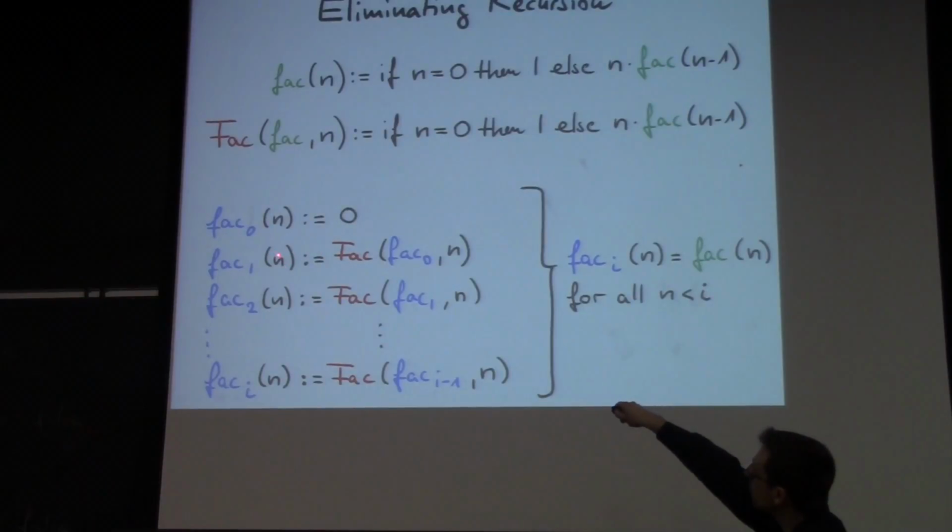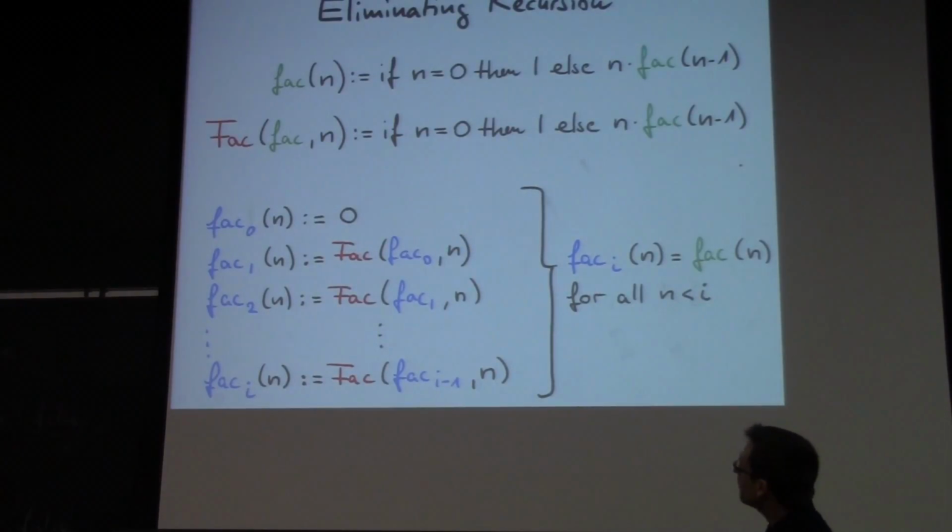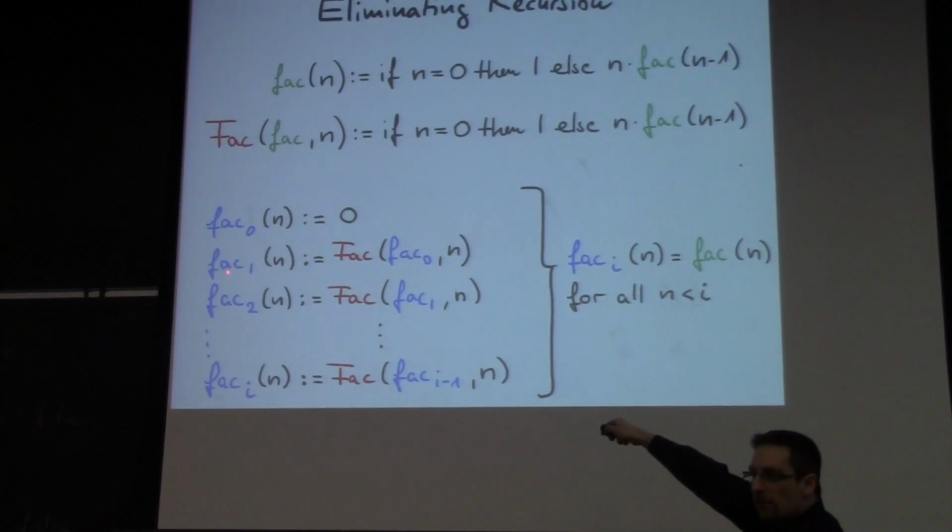Right? So if n is 0, we get back the right result. And in all other cases, we get the wrong result, because in all other cases we just get back 0. But for one value, we already have the right result. Now we can just go on like this, right?